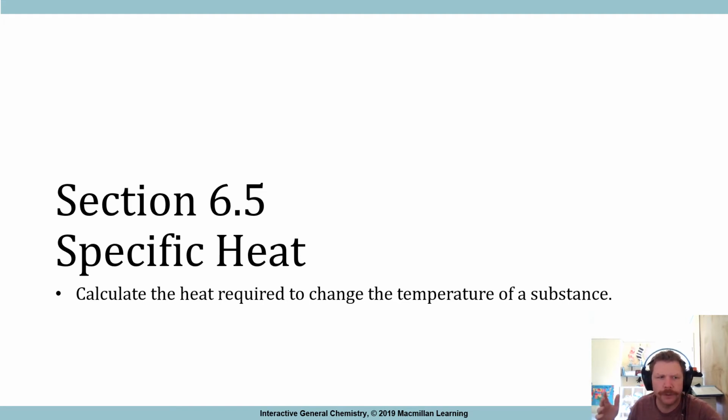All right, everyone, section 6.5, specific heat. This is maybe one of my favorite sections that we'll cover over the entire semester. That's not to say I don't like the other ones, but this is just one of my favorites. So what we're going to be doing with this is calculations to determine the amount of heat required to change the temperature of a substance by either 1 degree, 1,000 degrees, or 0.1 degrees.